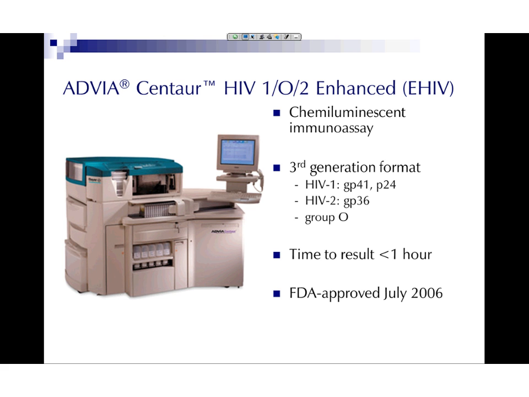It's a third generation format antibody test. At the current time, it's a chemiluminescent assay, so we don't call things EIAs anymore. The chemiluminescence is a slightly different sort of mechanism for detecting antibody. And the company Siemens, who makes the Advia Centaur, is also submitting their fourth generation test for FDA approval, so that soon we'll have another 4th-generation antigen-antibody combination alternative.